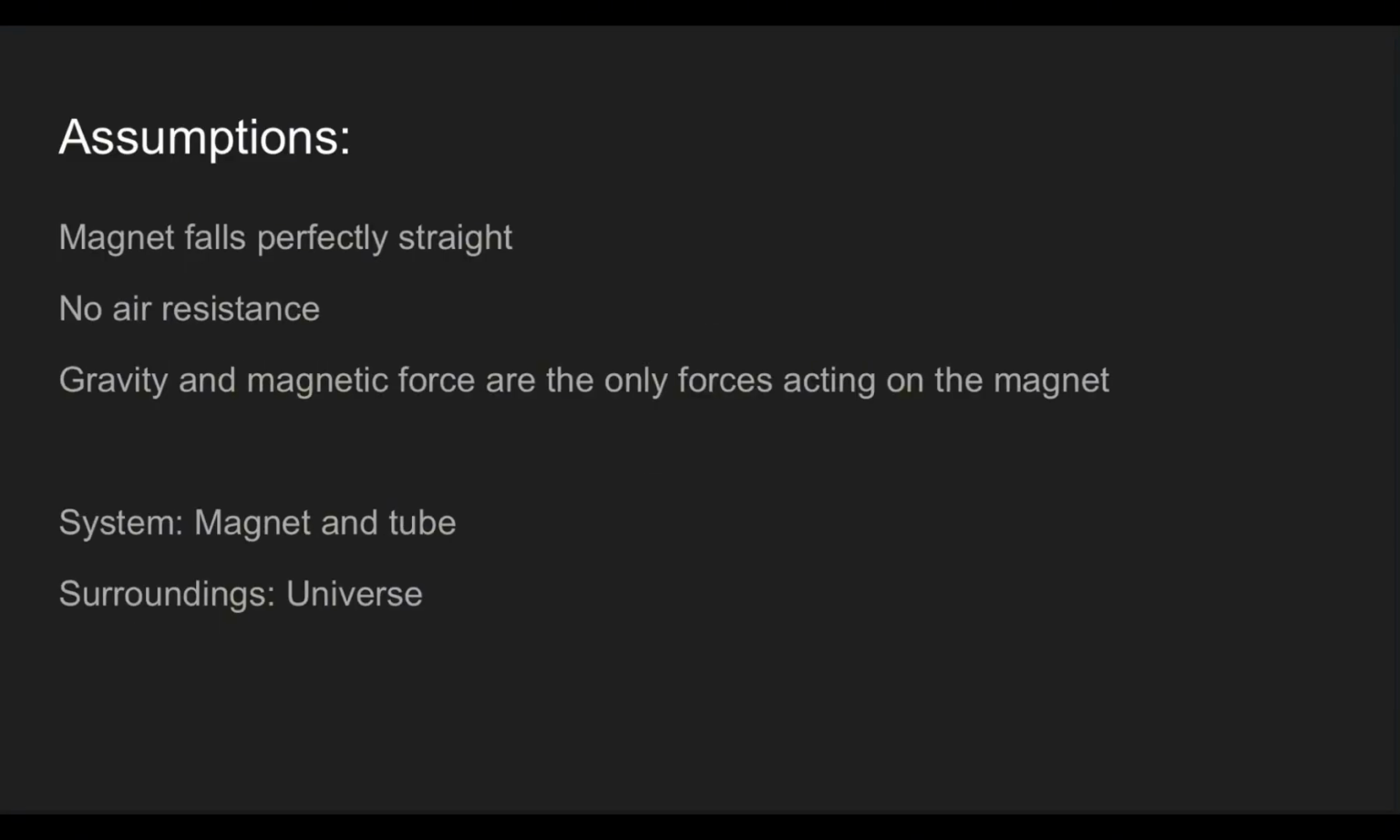The assumptions are that the magnet falls perfectly straight, there's no air resistance, and gravity and the magnetic force are the only forces acting on the magnet. The system is the magnet in the tube, and the surroundings are the universe.